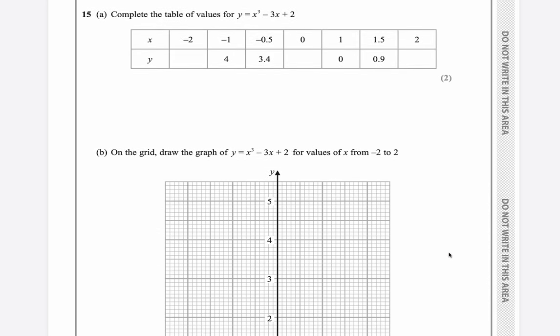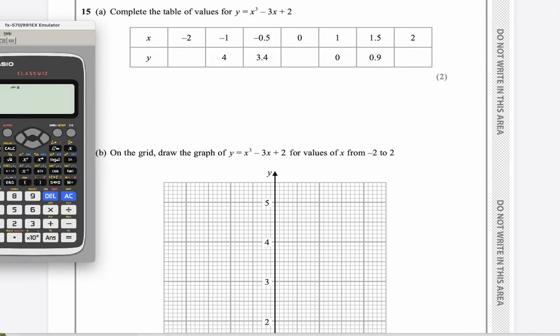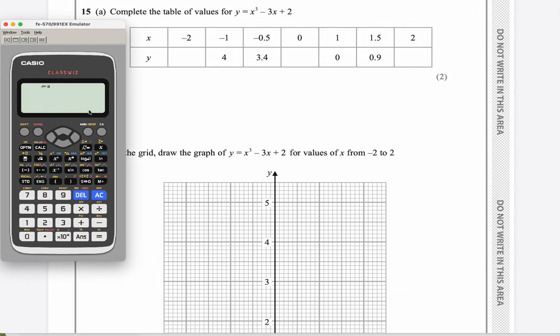Question 15. Complete the table of values for this function x and y. So it gives us some. So guys, the first step is to just put this into the calculator. So I'm going to go to menu, table. In here, I'm going to write the function x cubed minus 3x plus 2. Press enter again, because we only have one function, so ignore that.